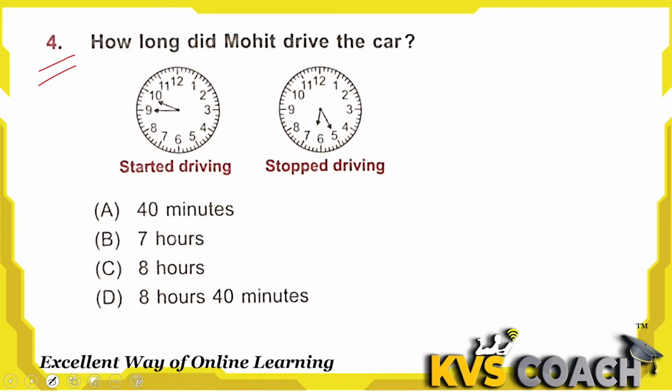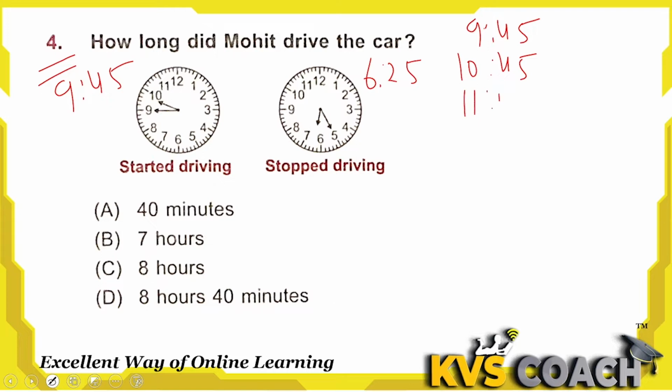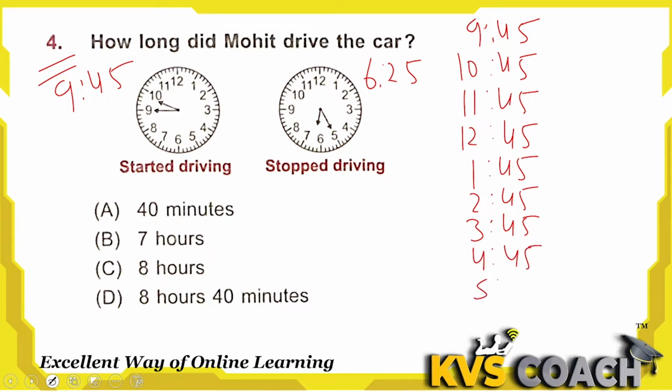4 is how long did Mohit drive the car? How long did Mohit drive the car? Look, in this watch time is 9:45 and in this it is 6:25. Okay, so let's check what is the hour here. 10:45, 11:45, 12:45, 1:45, 2:45, 3:45, 4:45 and then 5:45. We cannot take more than 5:45 because here at 6:25 he has stopped.